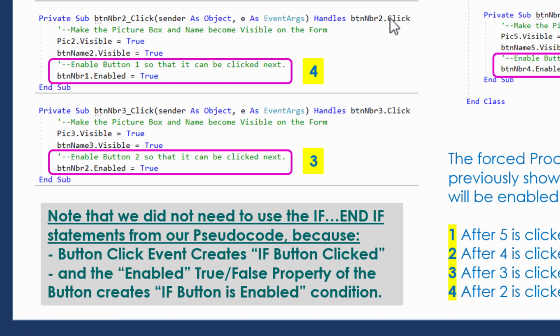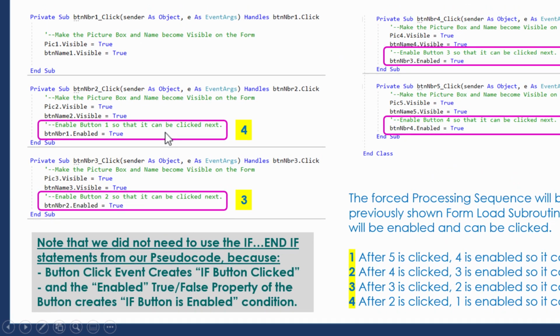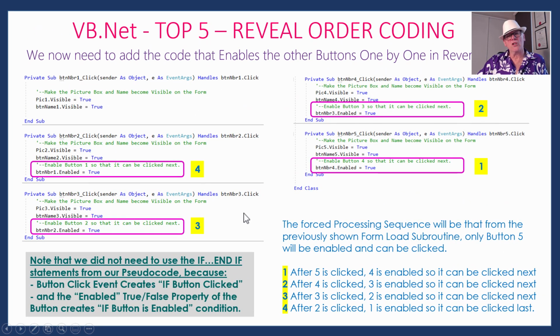So if the user clicks on the button, well then the button's been clicked. So we don't need program code checking if button number 2 has been clicked because the click event handles that situation. And then we don't have to have if button number 1 is enabled because setting the properties within the code has done that. So VB.NET has this properties list that it can check while it's running and it sees whether the button's enabled or not. So it does all that figuring out itself, okay?